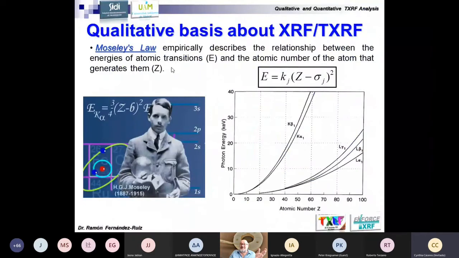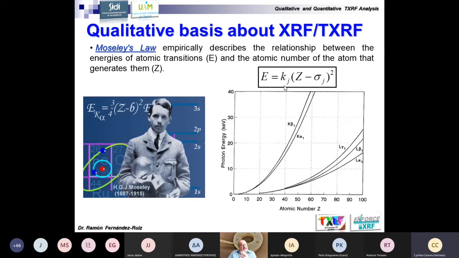Mostly love also has been commented for Koichi, I remember, but okay, only to comment that this is of course the key of the qualitative analysis by TXRF or XRF, and that it's based on this relation found in his doctoral dissertation by Moseley, before the, okay, no, okay, he was killed in the First War, you remember? It's a very bad memory, I don't like it.